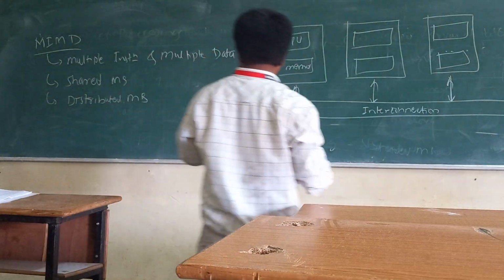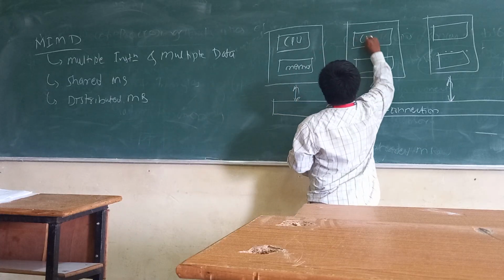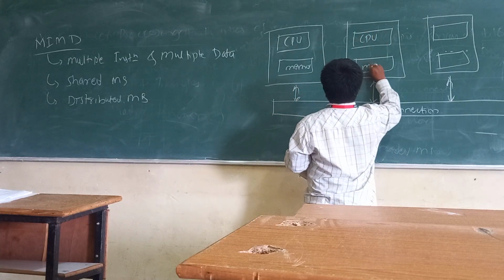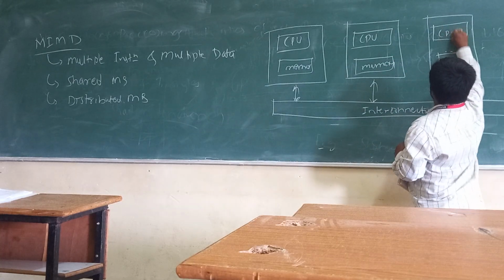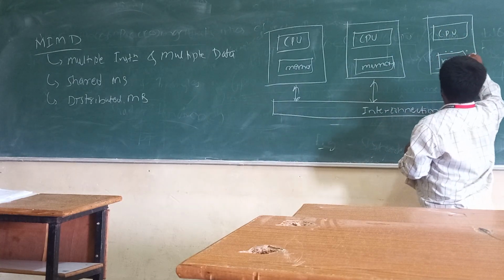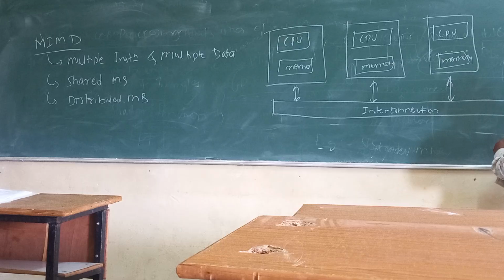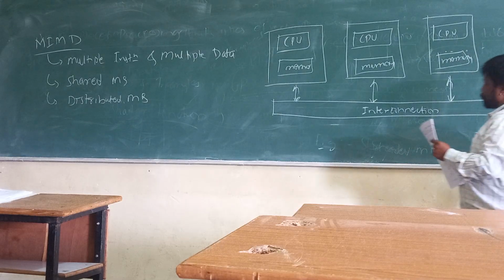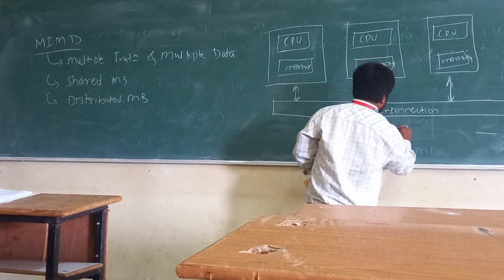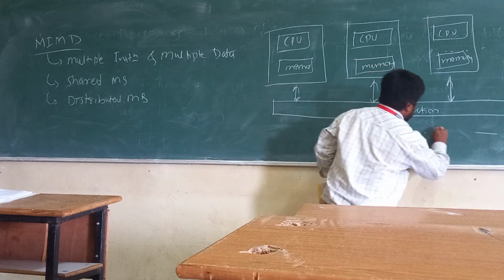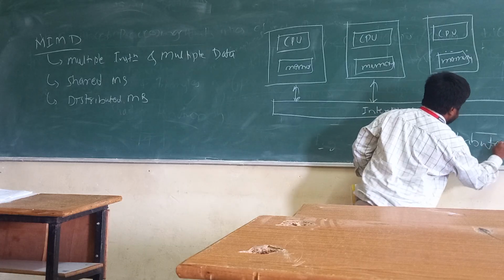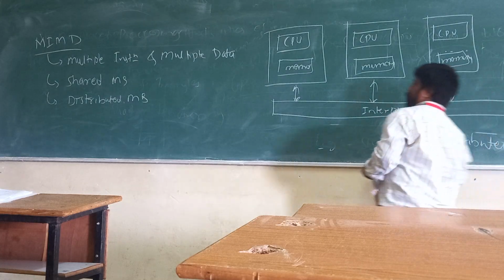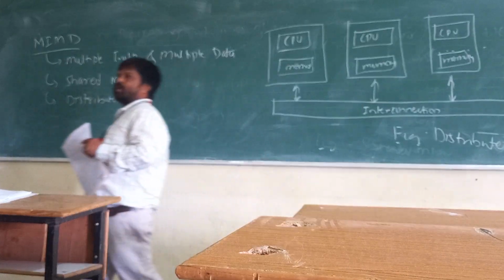Two-sided arrow marks mean we are using separate CPU and also separate memory. This figure is called the distributed memory system. There, in the shared memory system, we share only a single memory.